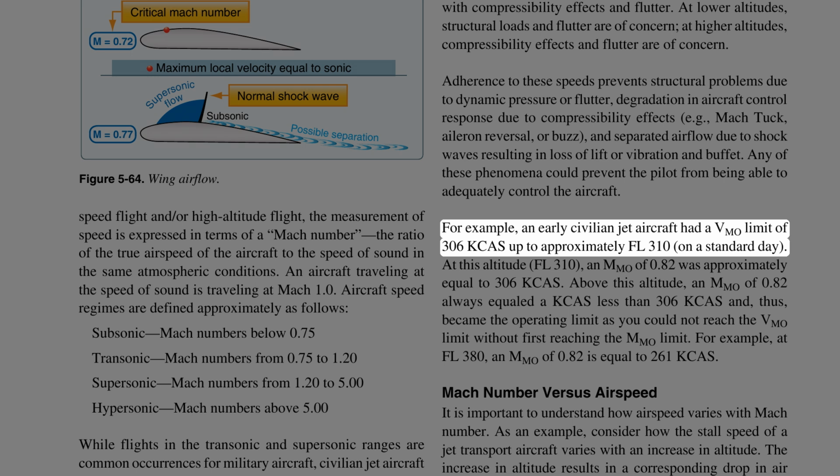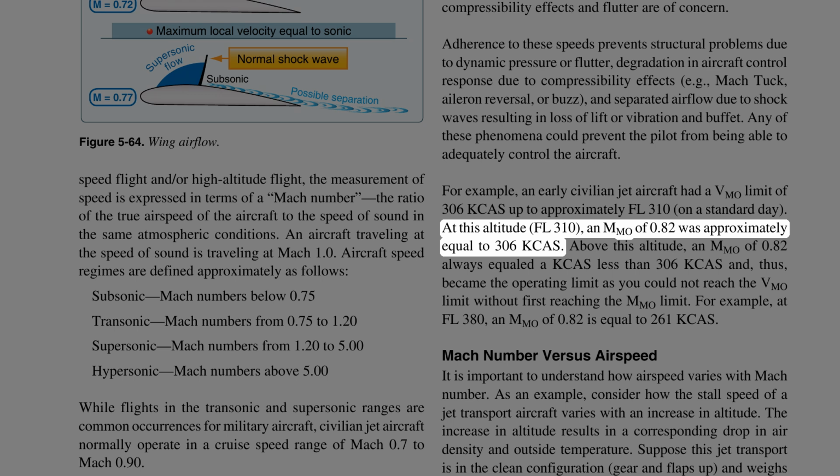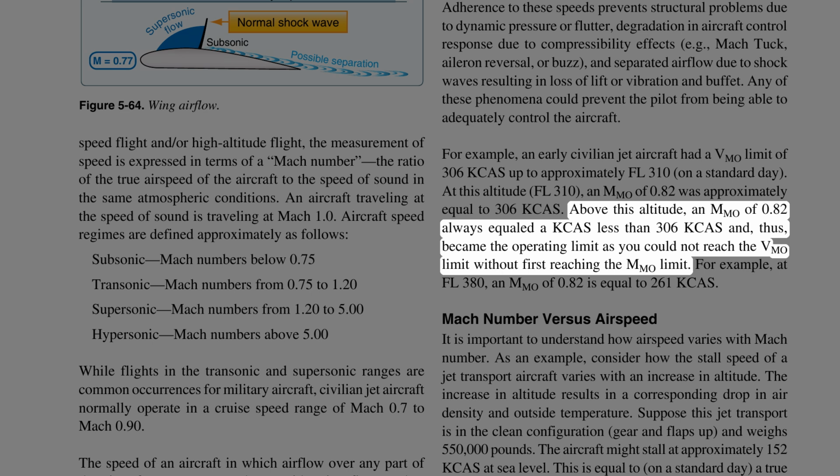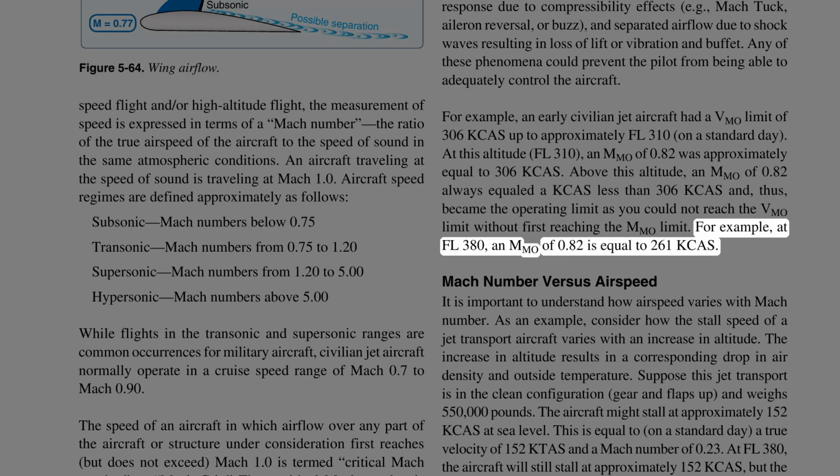For example, an early civilian jet aircraft had a Vmo of 306 KCAS up to approximately FL 310 on a standard day. At this altitude, FL 310, an M of 0.82 was approximately equal to Vmo of 306 KCAS. Above this altitude, an M of 0.82 always equaled a KCAS less than 306 KCAS and, thus, became the operating limit, as you could not reach the Vmo limit without first reaching the M limit. For example, at FL 380, an Mmo of 0.82 is equal to 261 KCAS.